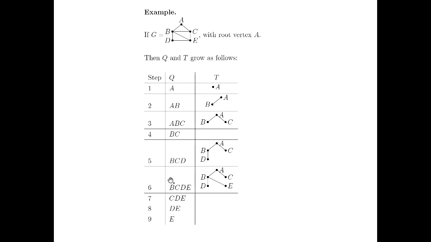and now we think, okay, is there anywhere else I can go from B? No, so I drop it out. Is there anywhere else I can go from the next thing in my queue, which is C? No, because we've been everywhere. I drop it out. Is there anywhere else I can go from D? No, so I drop it out. Is there anywhere else I can go from E? No, so I drop it out.